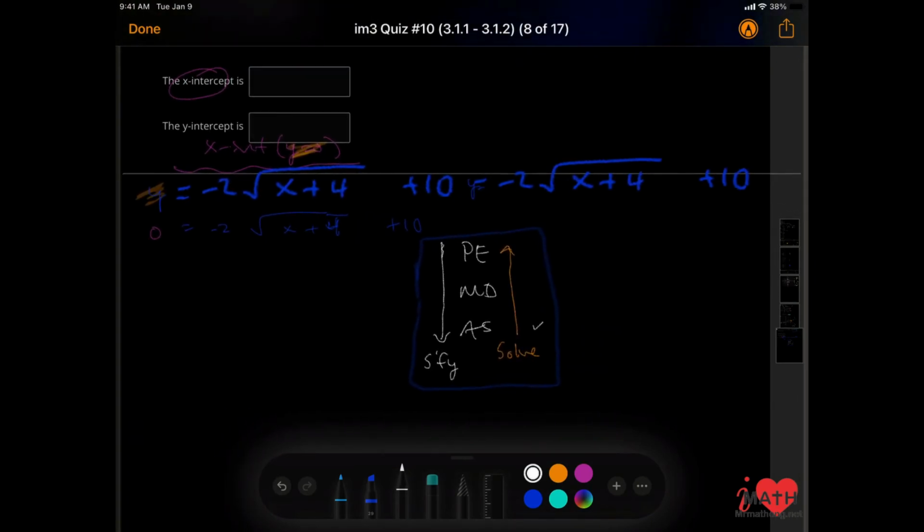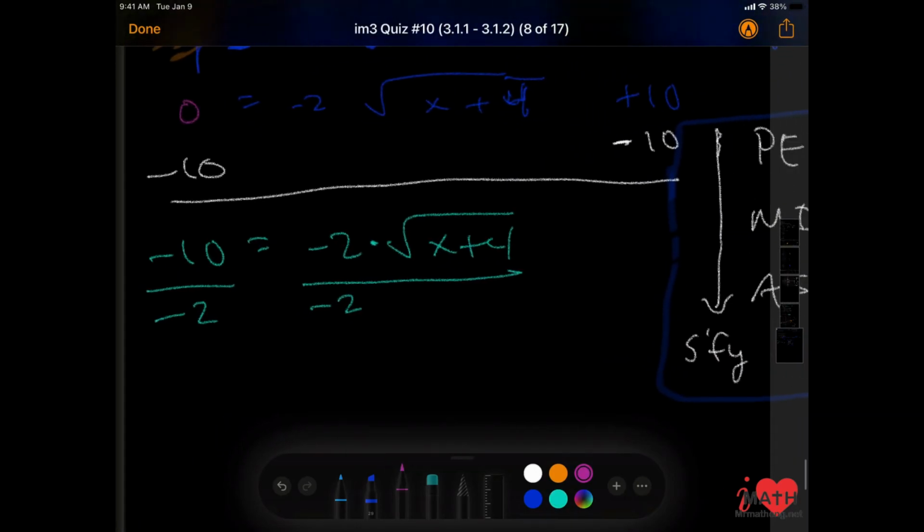So not inside the radical, that would be on the outside. So this would be a minus 10. This would be negative 10 equals negative 2 times the square root of x plus 4. And now I'm going to do multiplication and division. The opposite of multiplication is division, so I'm going to divide both sides by a negative 2. This is going to give me a positive 5.